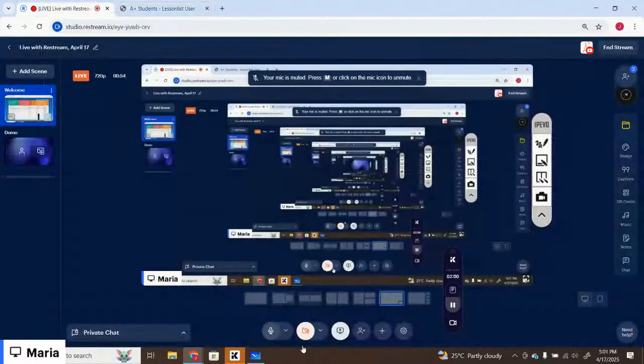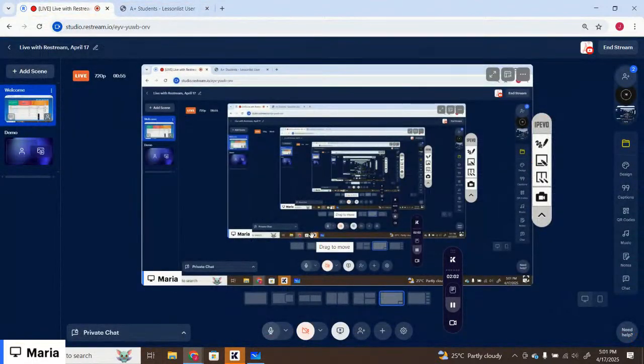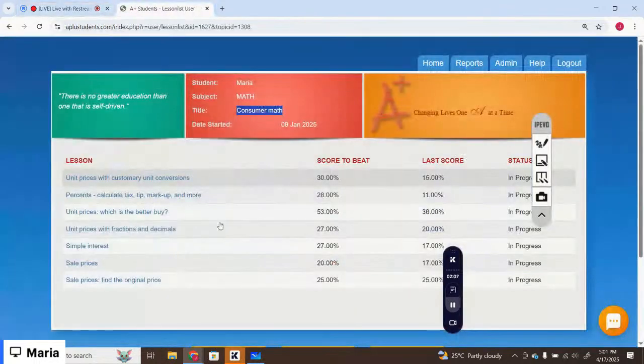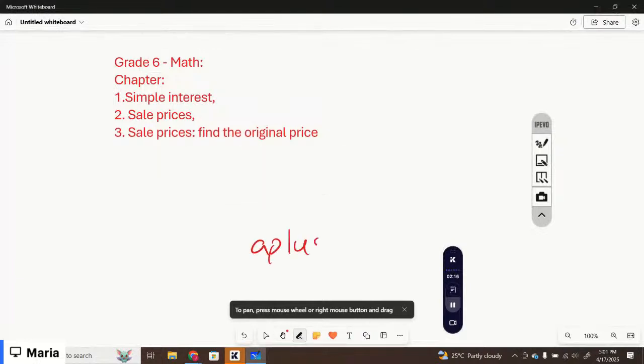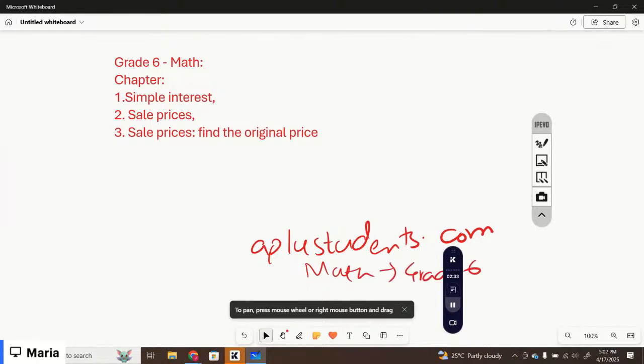You can find all the lessons on plusstudents.com. You have to log in there using your email address, and the password is provided by the administrator. Then you have to select math from the subject tab, scroll down to grade 6 math, and then click on view all lessons. There you can find a list of the chapters. We're going to start with the chapter simple interest.